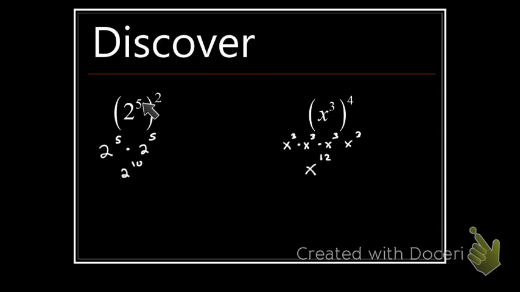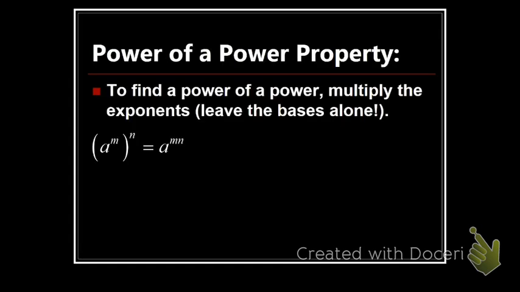Ashley? Just multiply them. Yeah, when you have a power raised to a power, what's 5 times 2? 10. What's 3 times 4? 12. There's our rule. That's called a power of a power. When I have a certain power raised to another power, then I multiply the exponents, leave the base alone.